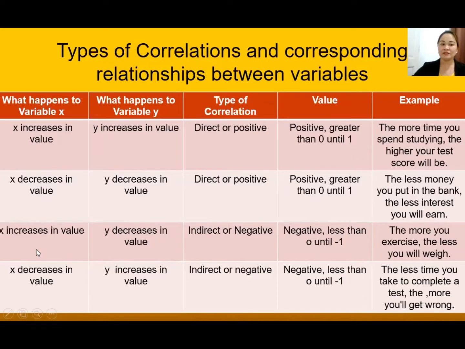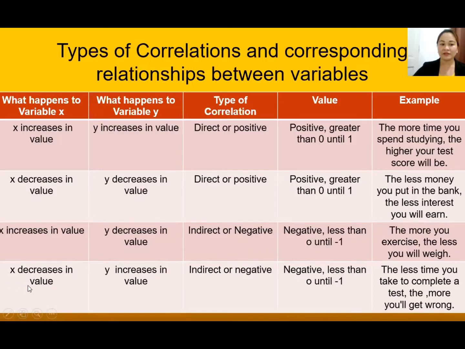Third, x increases in value while y decreases in value. This is an indirect correlation. This ranges from -1 to 0. Example, the more you exercise, the less you will weigh.